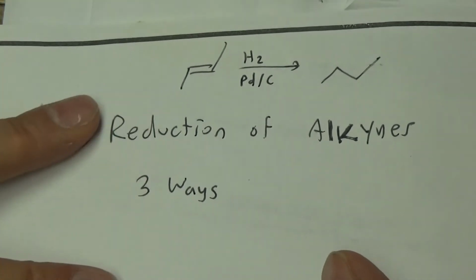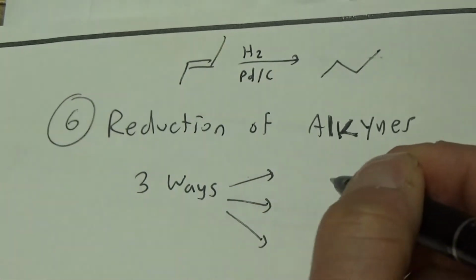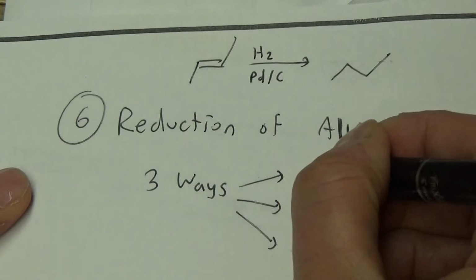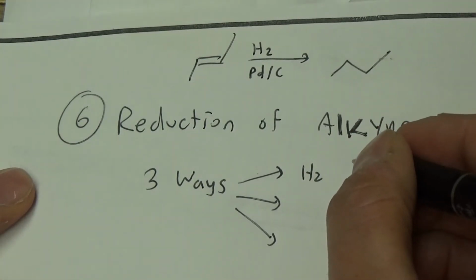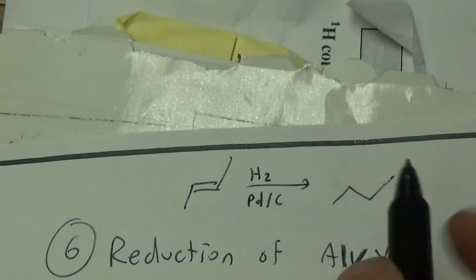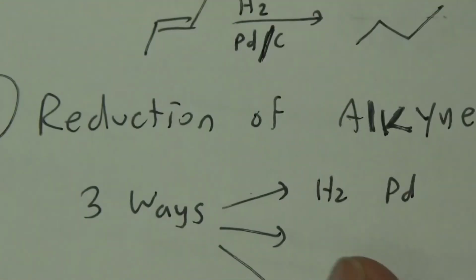There are three ways to do it: way number 1, way number 2, way number 3. The first way is just going to be identical to alkene reduction: H2, palladium. What does the C mean here? Pd/C is palladium on carbon. Palladium is a metal, and it's absorbed onto carbon, so essentially charcoal. This stuff looks like charcoal, like a black powder.